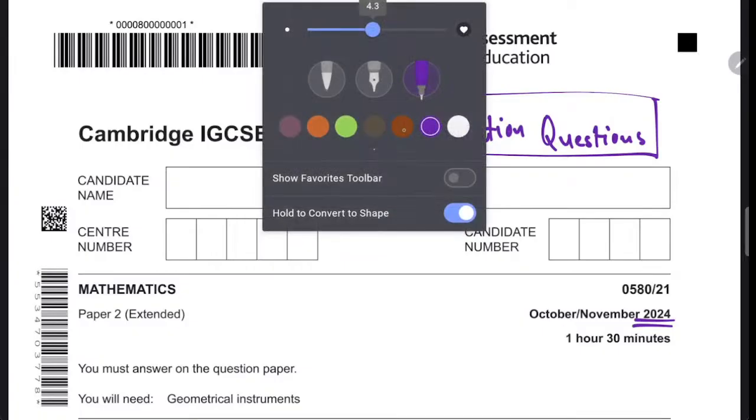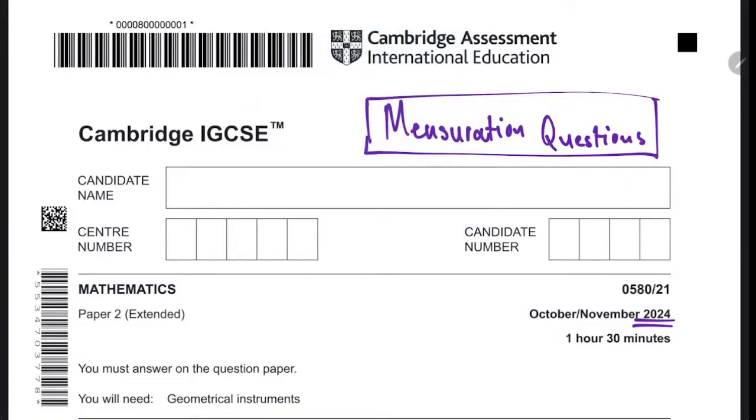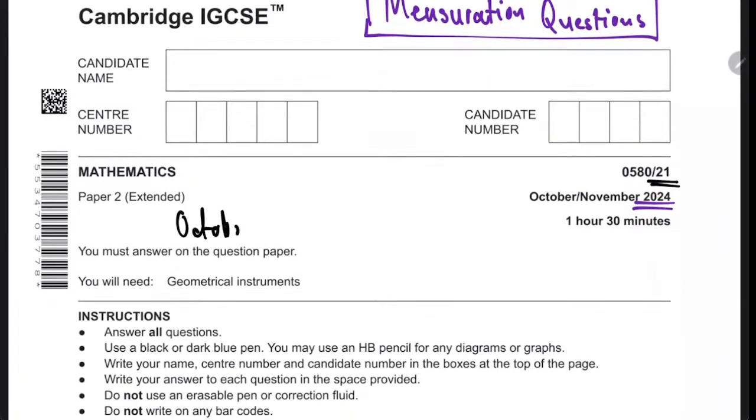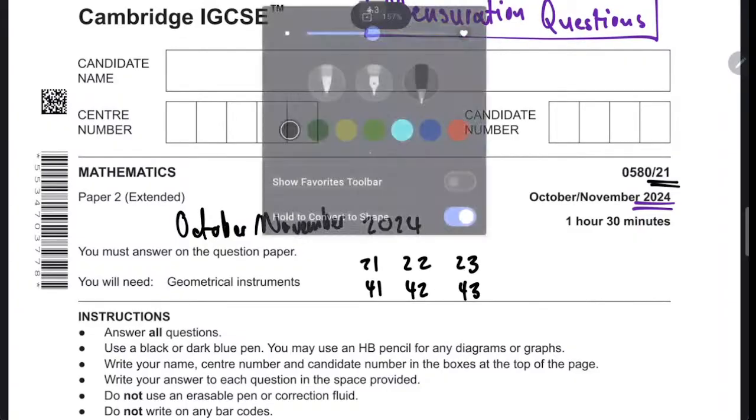This is the first one we are doing, and we do paper 2, option 1. We'll do 6 papers: October November 2024, paper 2 1, 2 2, 2 3, paper 4 1, paper 4 2, and paper 4 3, because mensuration comes in both papers.